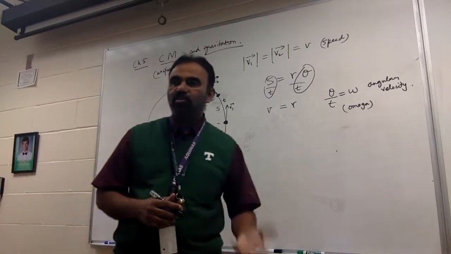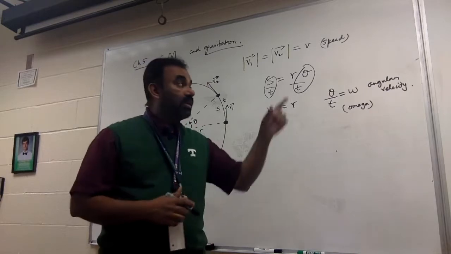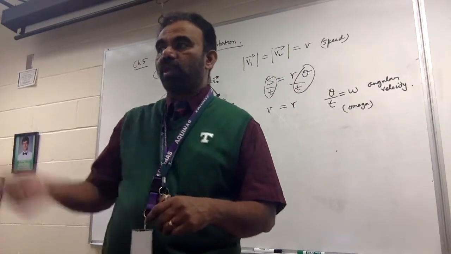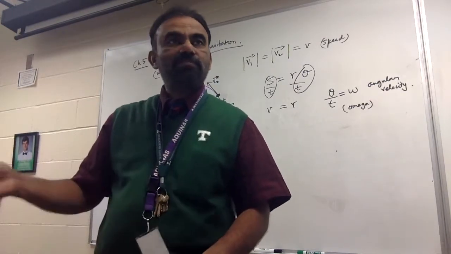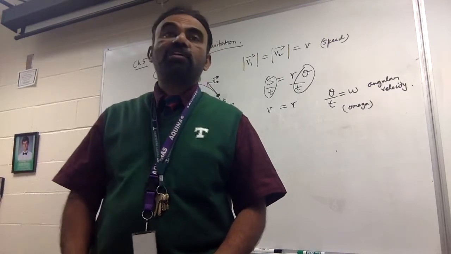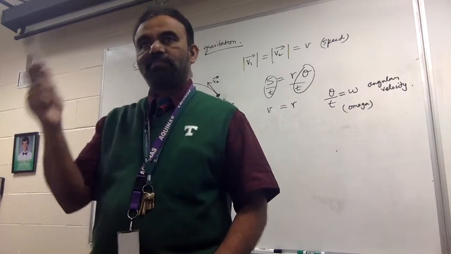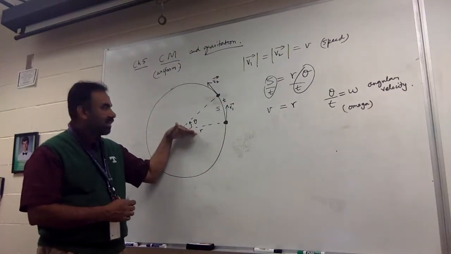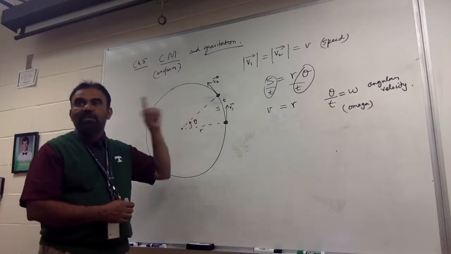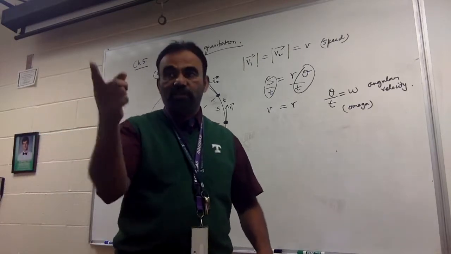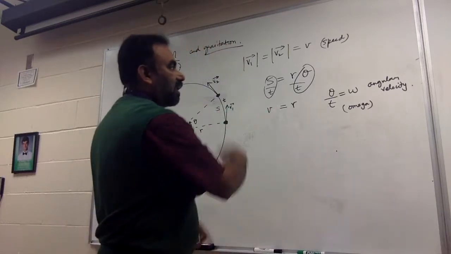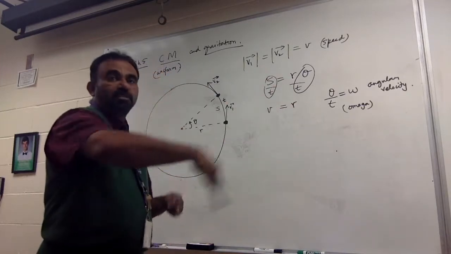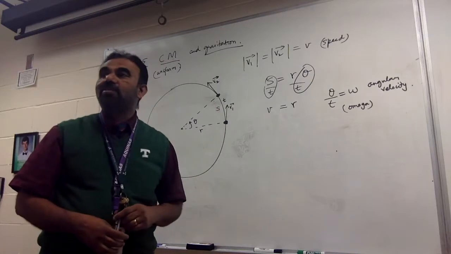Some books write it as angular speed, if you're looking at the magnitude. Why is it angular velocity? It is a vector quantity. Why is it a vector quantity? Because you can have something spinning this way or this way. Something spinning counterclockwise is positive, because angles are measured from the positive x-axis counterclockwise. So if something is spinning counterclockwise, that angular velocity is positive. If something is spinning clockwise, that angular velocity is negative.